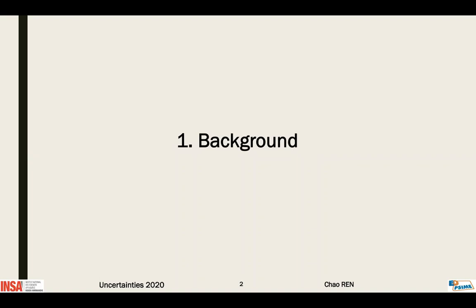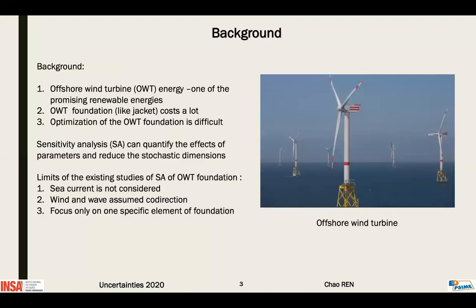Now let's start with the background. Why do we do the sensitivity analysis of an offshore wind jacket? First, offshore wind is one of the most promising renewable energies, and the offshore wind turbine foundation accounts for a high part of construction and installation costs, since in recent decades offshore wind turbines have been installed in deep water. In addition, optimization of the foundation is complex due to multiphysics simulation, including aerodynamic, hydrodynamic, and fluid-structure interaction. There are many uncertain parameters in the optimization process, and sensitivity analysis can quantify the effect of these uncertain parameters. Based on the results, we can reduce the parameter dimensions. That's why we do the sensitivity analysis of the offshore wind turbine foundation.